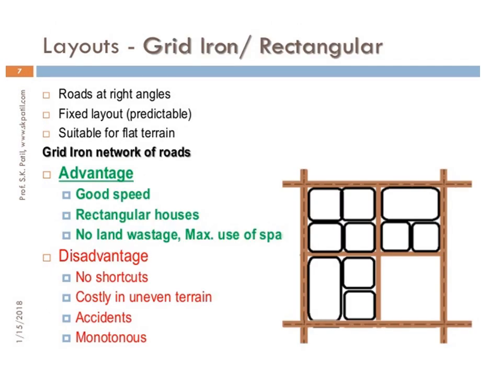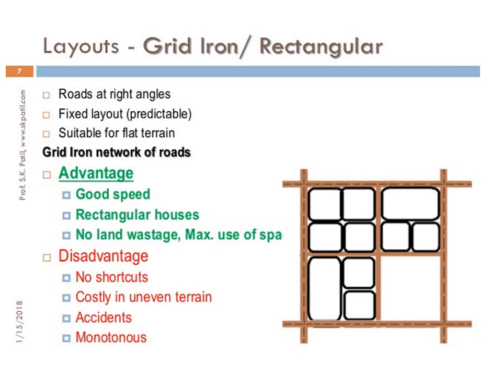Then we are going to see what the gridiron or rectangular pattern is. Generally in this type the roads are provided at right angles. It has a fixed layout and is suitable for flat terrain. The gridiron network of roads has the following advantages: we can maintain good speed.